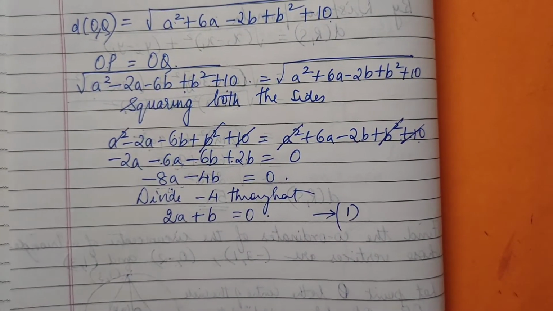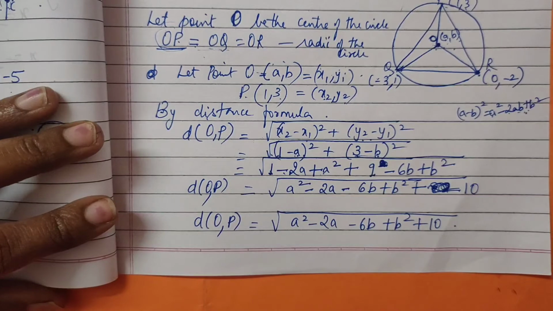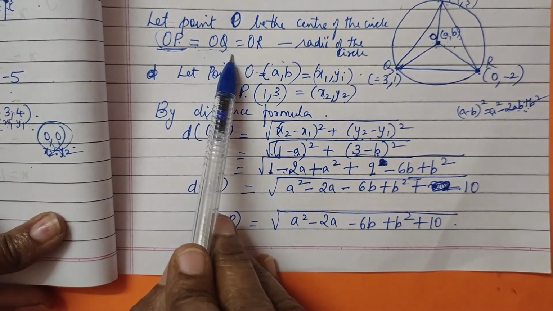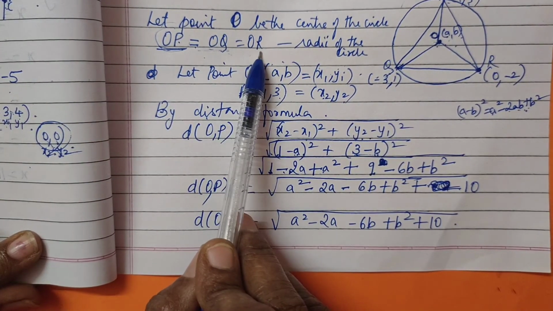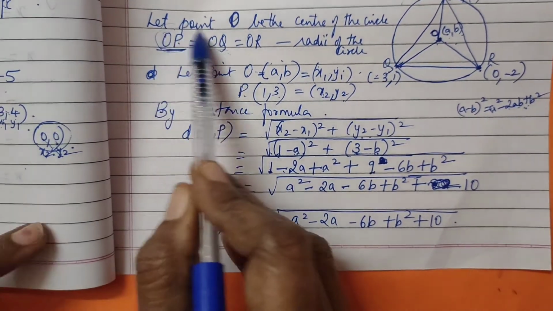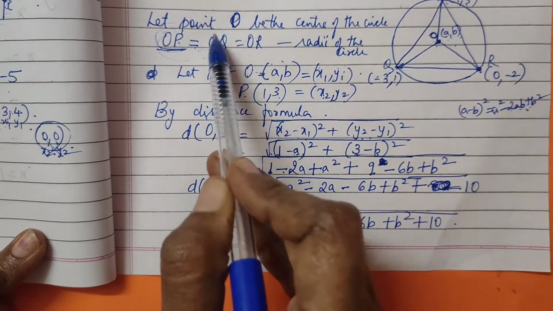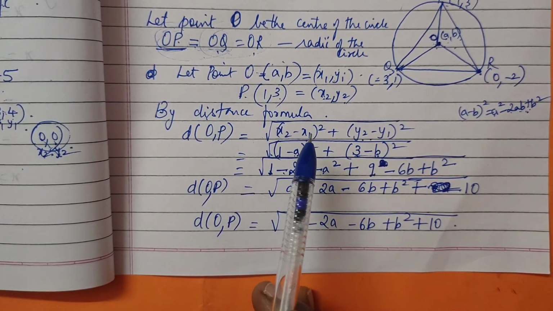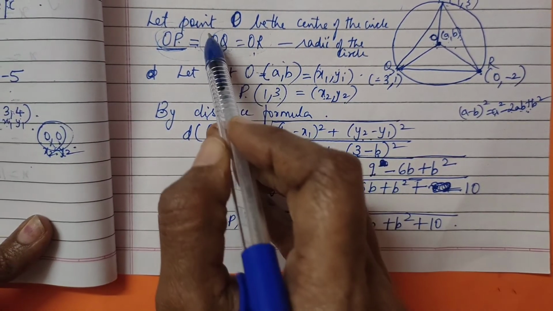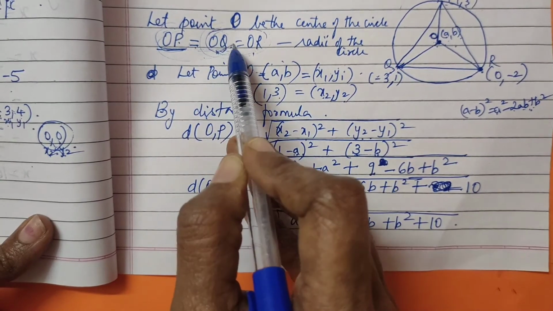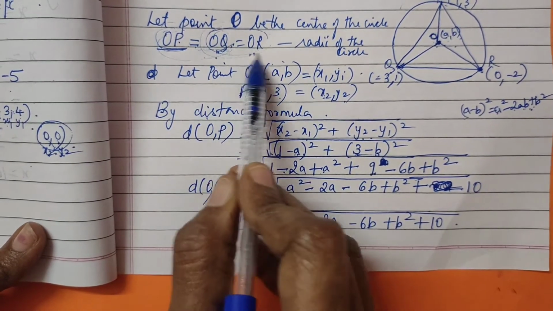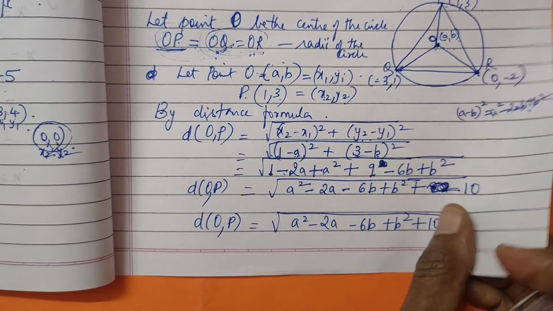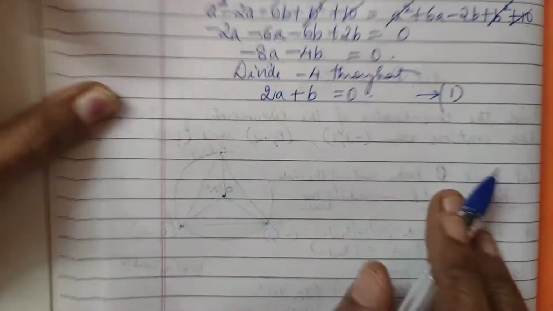Now let's recollect what we have done. See, what did we say? We said OP is equal to OQ, OQ equals OR. So now we found OP equals OQ. Now we will find OQ equals OR, because we got only one equation and we need one more equation. We have already found OQ. Now we will find OR.